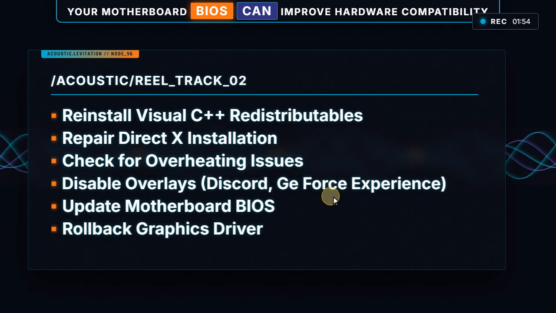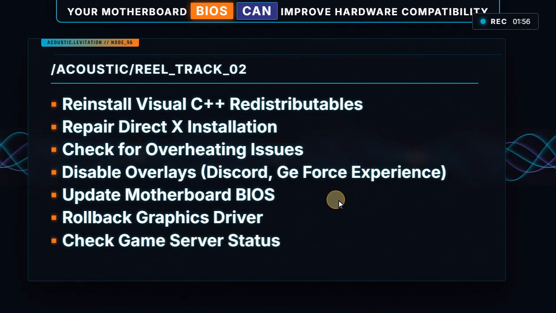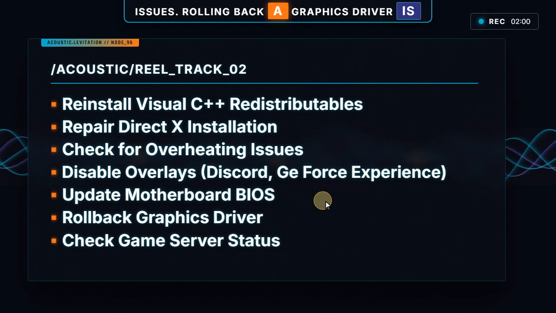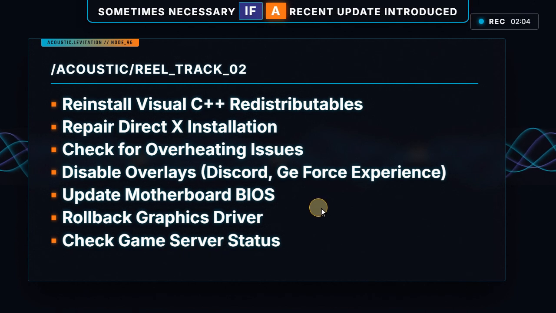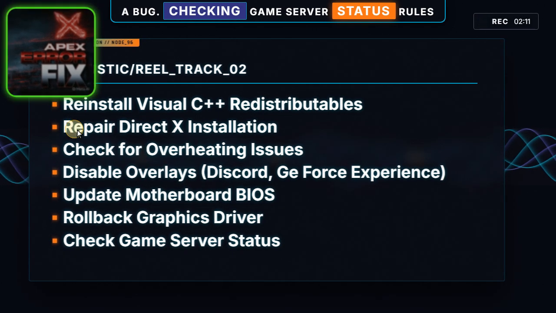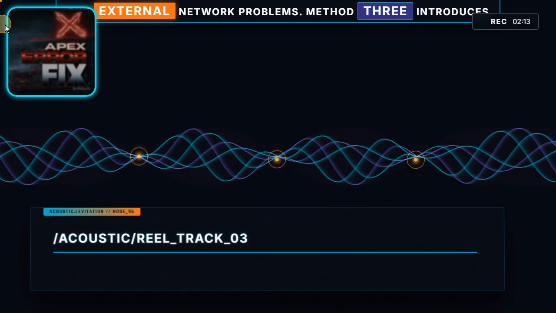Updating your motherboard BIOS can improve hardware compatibility and stability, indirectly resolving graphics card communication issues. Rolling back a graphics driver is sometimes necessary if a recent update introduced a bug. Checking game server status rules out external network problems.